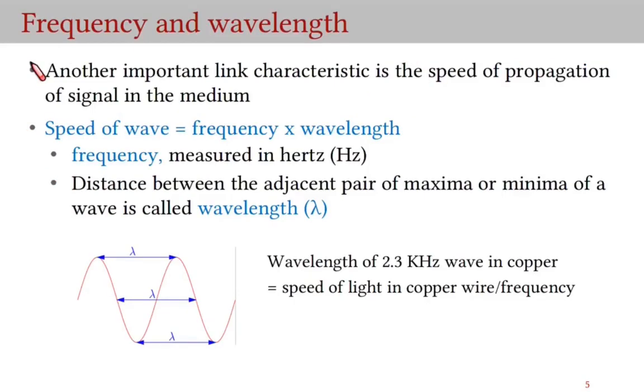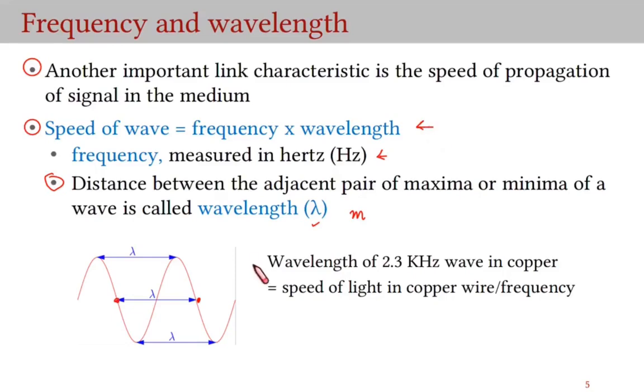In addition to the kind of physical medium, another important link characteristic is the speed of propagation of signal through the medium. The speed of a wave is defined as the product of frequency and wavelength of the wave. The rate of oscillation of a wave is called its frequency, and it's measured in hertz. 1 hertz is 1 oscillation per second. And the distance between an adjacent pair of maxima or minima or any other equivalent point is called the wavelength, and it's usually denoted by lambda, and its unit is meters. We use this relation between speed, frequency, and wavelength to determine one of the three quantities given the other two.